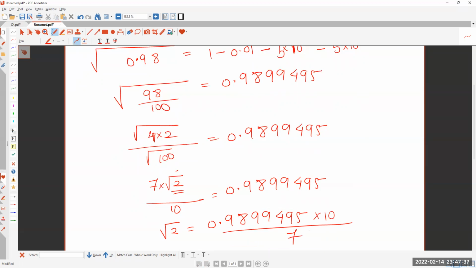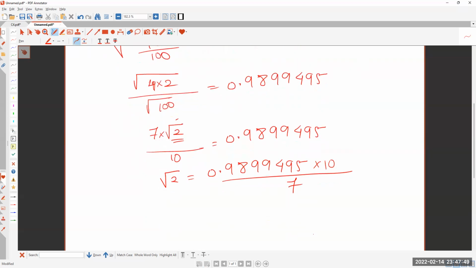Is this understood? Check: 0.9899495 multiplied by 10 divided by 7. That is your root 2 value. How much is it? 1.4142 and so on. If you use a calculator to get root 2, check how much you're getting. Exactly the same value, till 1.414213571 is the correct answer. Is that understood? Everyone, what I did over here?